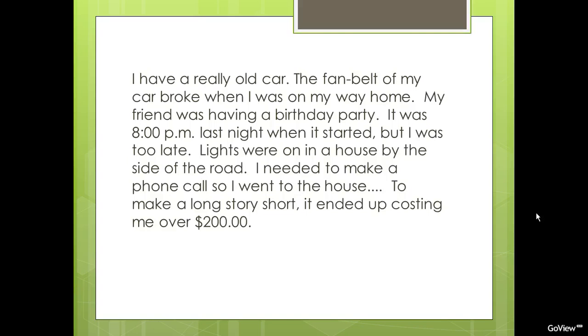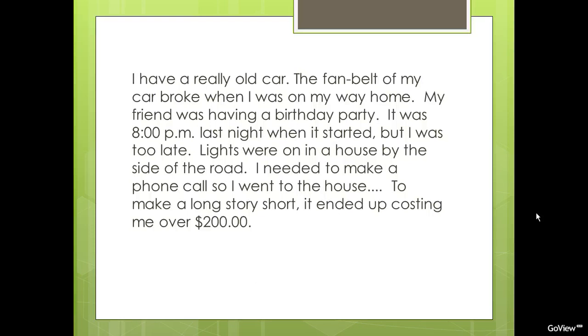It was 8 p.m. last night when it started, but I was too late. So now you're starting to figure out that the author missed the birthday party, possibly because the car was broken down. So the car broke down when the author was coming home from where? We don't know. Lights were on in a house by the side of the road. I needed to make a phone call, so I went to the house. To make a long story short, it ended up costing me over $200.